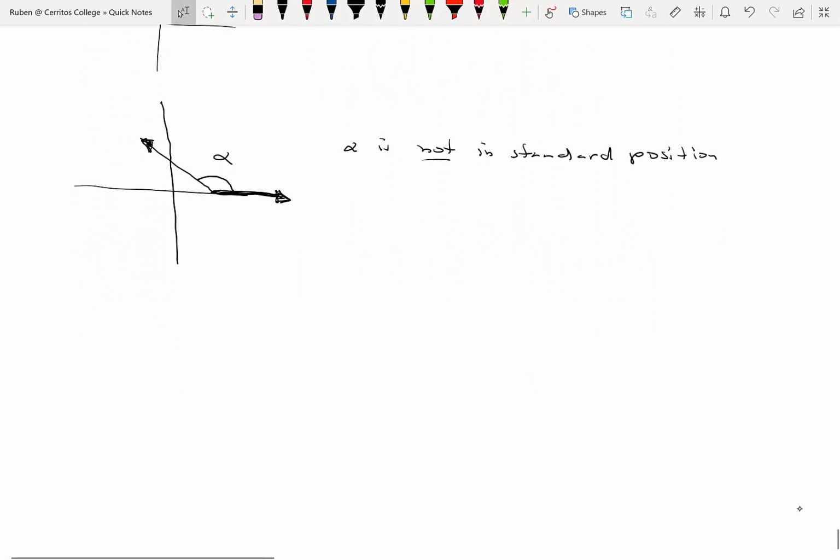Okay, so think about this one. Is this angle in standard position? So here's the actual angle in question.